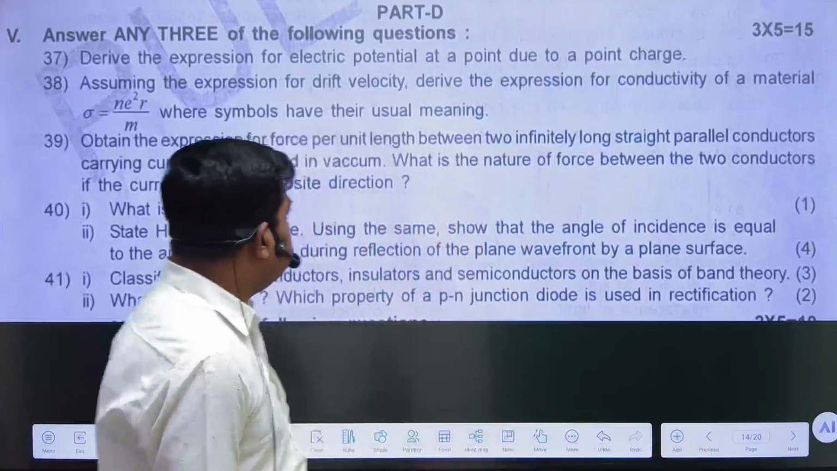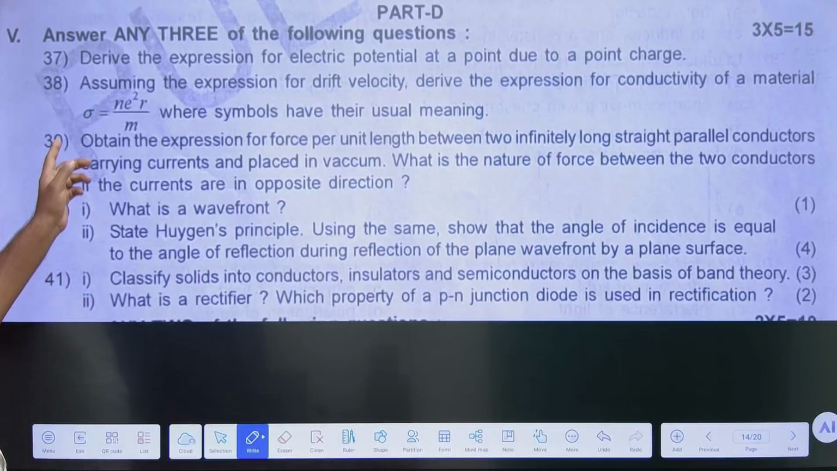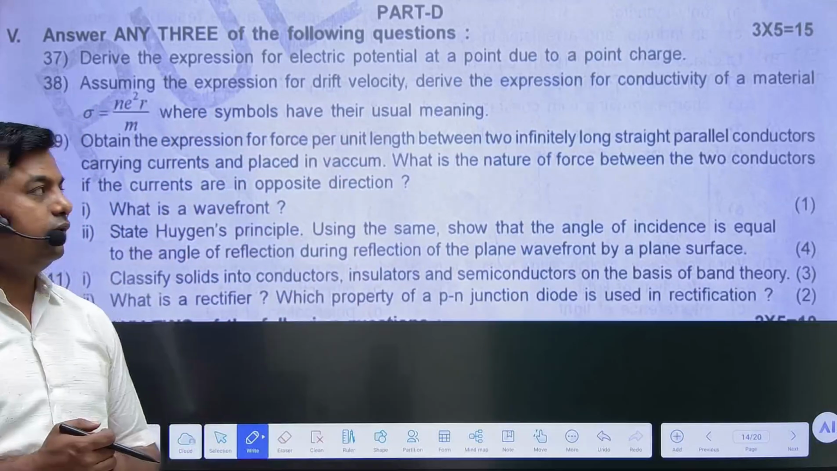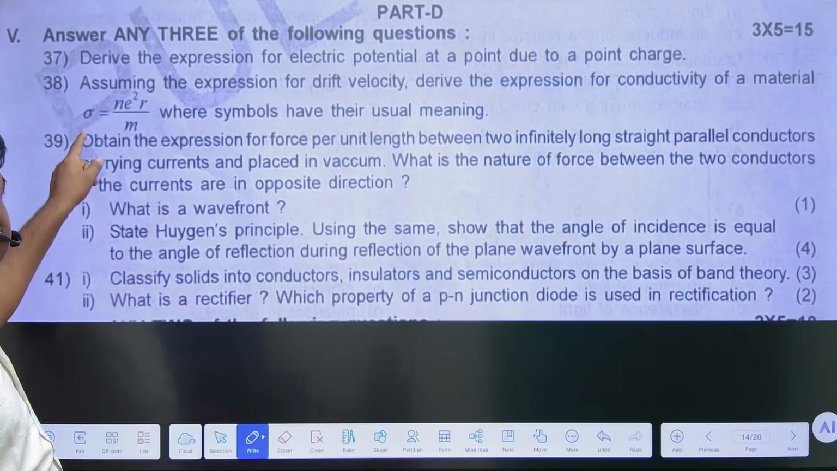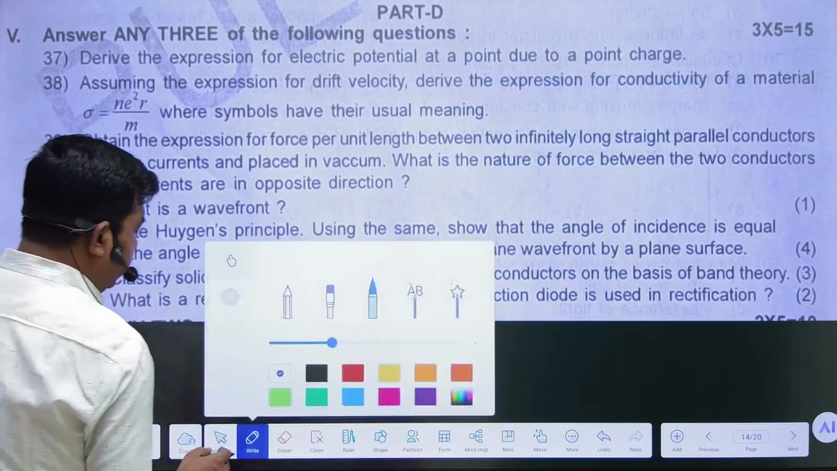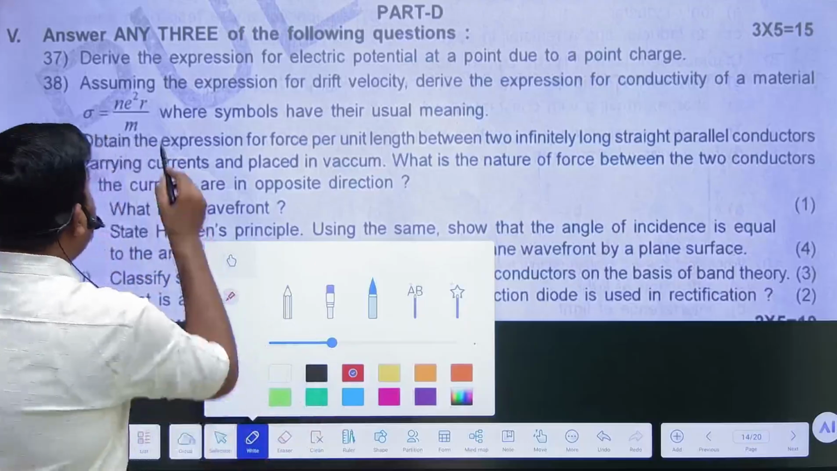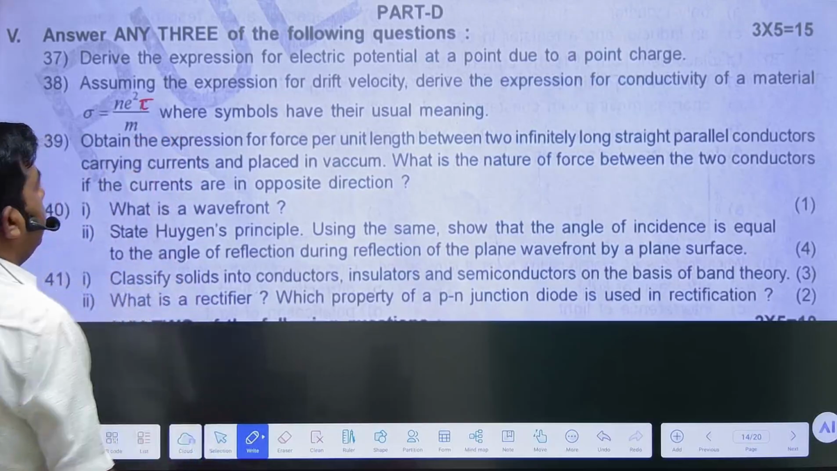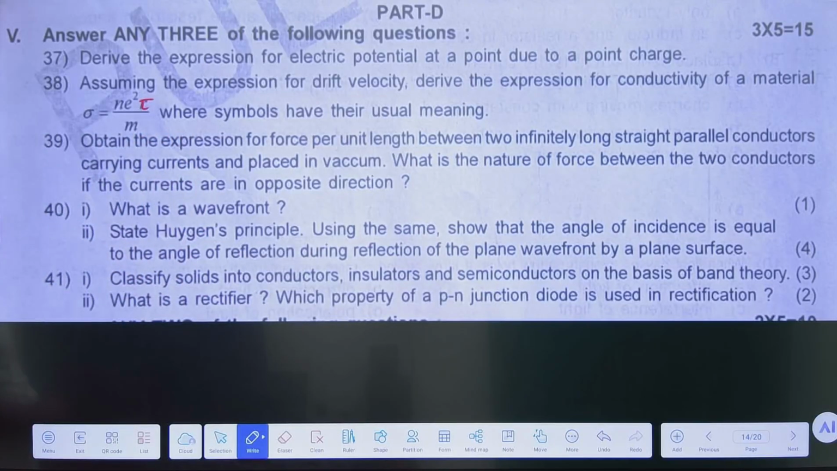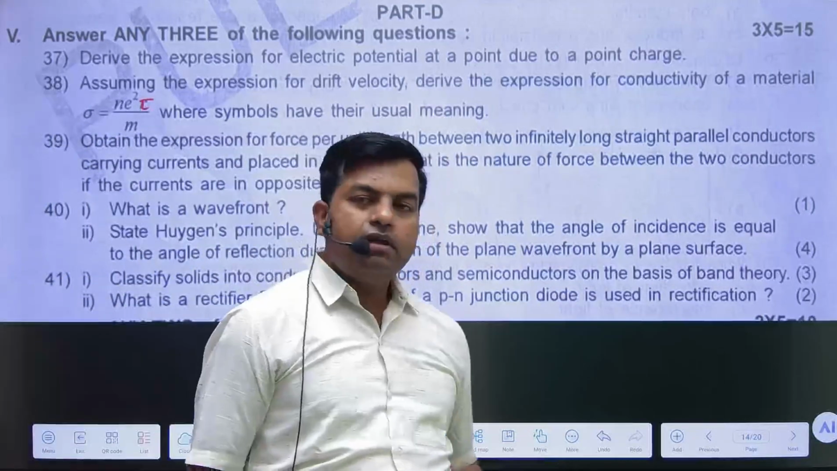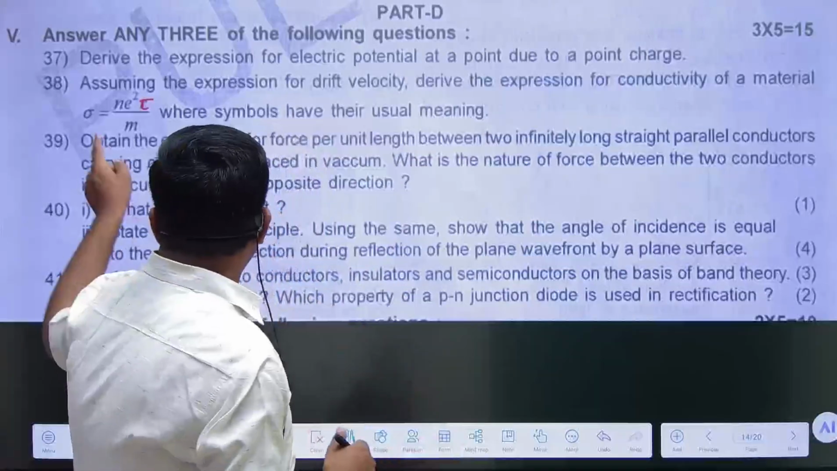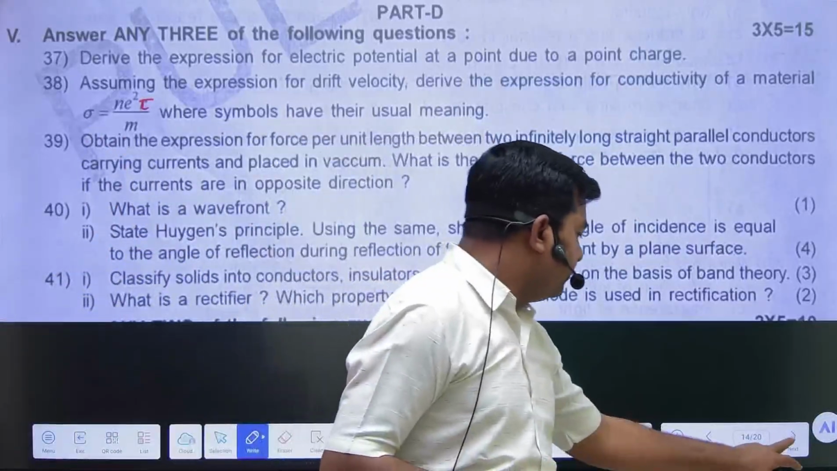Now, the next question is: assuming the expression of drift velocity, derive the expression for conductivity of a material. Sigma is equal to Ne square tau by m, where symbols have their usual meaning. Clear? Symbols have their usual meaning. We have to prove that sigma equals Ne square tau by m.